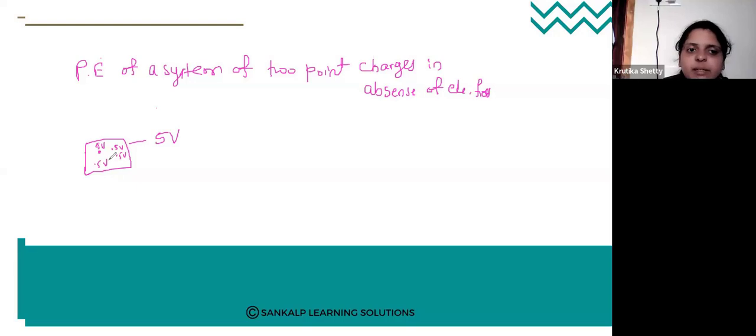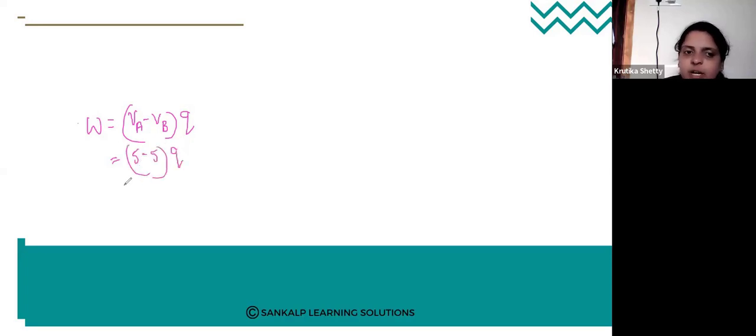The work done is given by VA minus VB into Q. Why is this the expression? Potential is work done per charge, therefore work done is potential into charge. But why VA minus VB? Because we have to take the potential difference. If VA is 5 volt, what is VB? This is also 5 volt, into Q, whatever the charge. 5 minus 5 is 0. So the work done is 0.